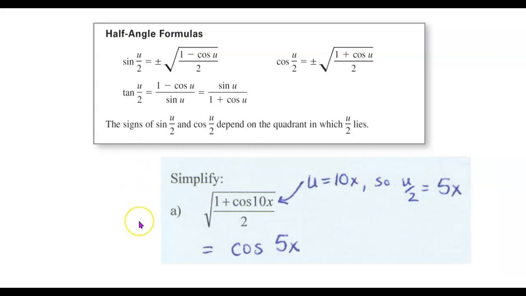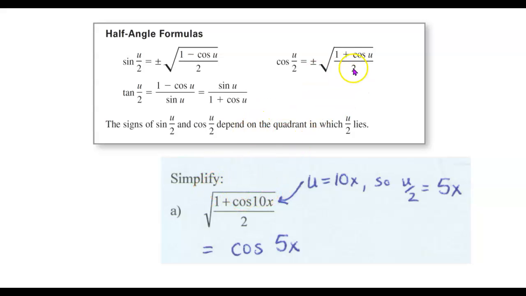Let's use these expressions, these half angle formulas, to simplify the square root of 1 plus the cosine of 10x over 2. So look at these formulas and see if you can see something that has the same pattern as the square root of 1 plus cosine of 10x over 2. I see two different formulas that involve the square root of something, but one of those formulas has a minus and one has a plus. So we want to look at the one with a plus.